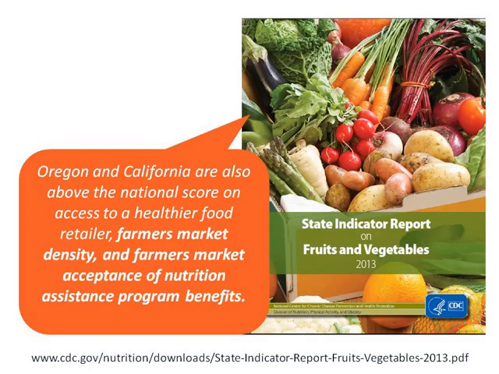However, the report says a number of states with the highest consumption of fruits and vegetables have more environmental supports. For example, adults in Oregon and California eat more vegetables than adults in other states. They are also among the highest in fruit consumption. Oregon and California are also above the national score on access to healthier food retailers, farmers market density, and farmers markets' acceptance of nutrition assistance program benefits. It seems like having more markets around might make eating more fruits and vegetables more accessible and more appealing.